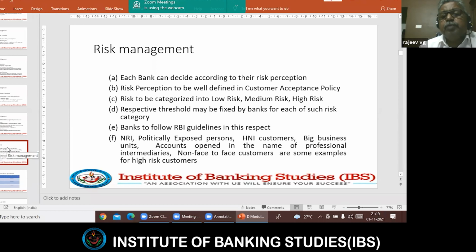Respective thresholds may be fixed by the bank for each of such category based on turnover in the account. Some limits banks may be deciding on, depending upon the broader guidelines given by the Reserve Bank of India. Banks are to follow RBI guidelines in this respect. NRIs, politically exposed persons, HNI customers, big business units, accounts opened in the name of professional intermediaries, that is in-between parties, and non-face-to-face customers are some examples of high-risk customers.